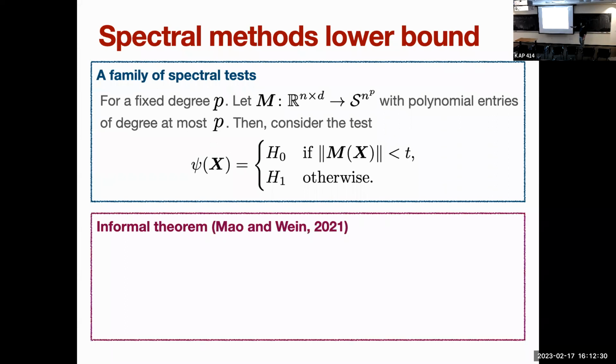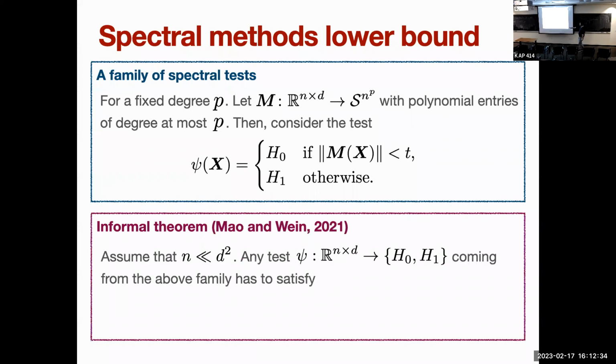And 2 years ago, Mao and Wein actually proved that whenever you're in this regime where n is much smaller than d squared, then any test coming from this family would give you bad type one plus type two error. And bad here just means that you cannot have too fast a decrease in the number of samples that you have. So it's n to the power of c, where this c is fixed and universal.